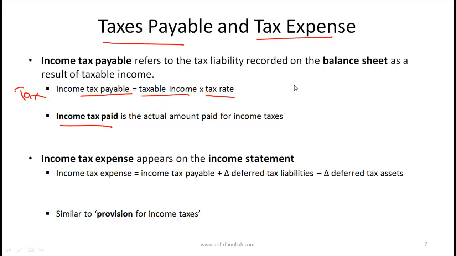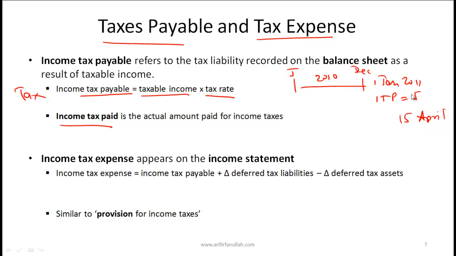Now, why do we have this distinction? The answer is pretty straightforward. Let's say that your fiscal year 2010 goes from January to December. On 1st January 2011, you can calculate your income tax payable, and let's say that you calculate this to be 5 million. This then is your income tax payable based on your tax rules. Then let's say that your taxes are due on 15th April. So it would be silly to pay this 5 million before the due date.